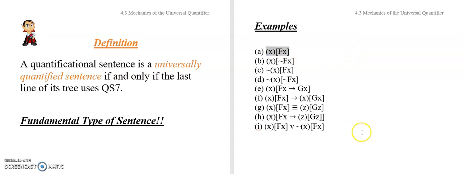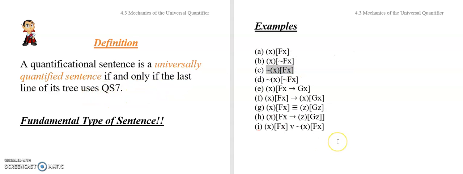This is a universally quantified sentence. It's a universally quantified sentence because if you were to build it using our tree formations as we've been doing throughout this lesson, then you would use QS7 in the last line, right? And so that's a universally quantified sentence by definition. This is a universally quantified sentence. This is also a universally quantified sentence. Again, you would use QS7 in the last line of its tree.